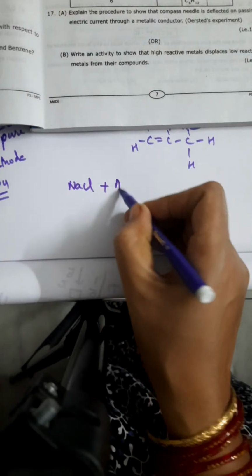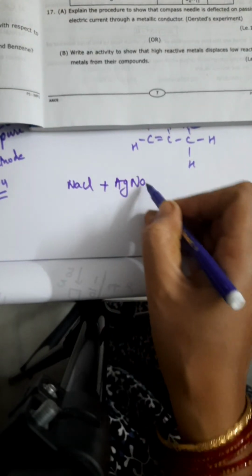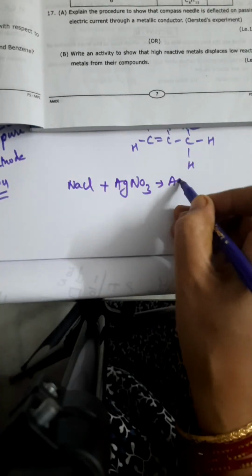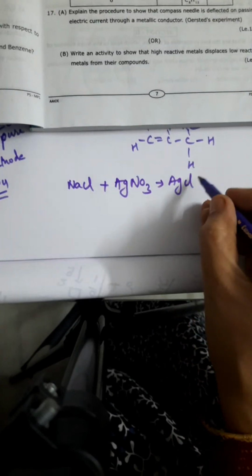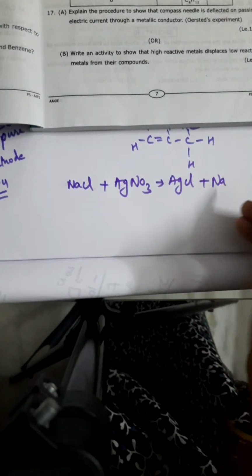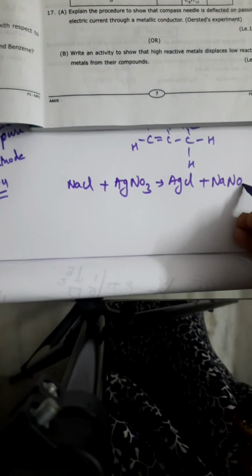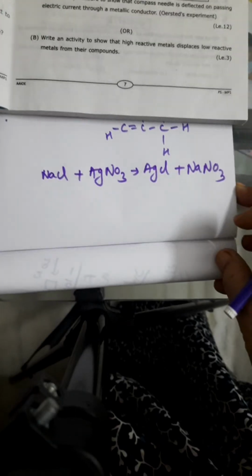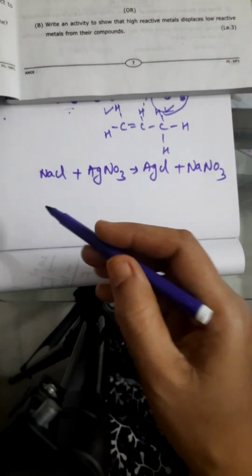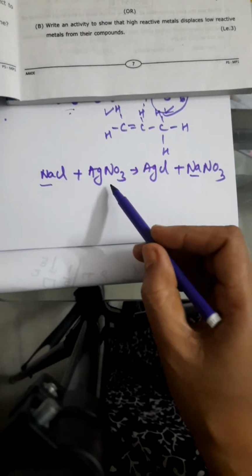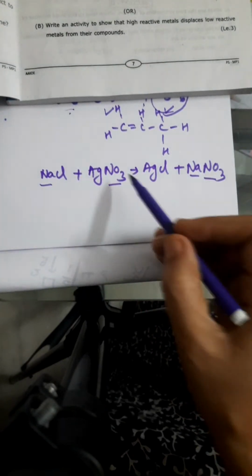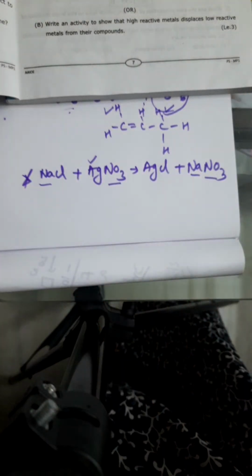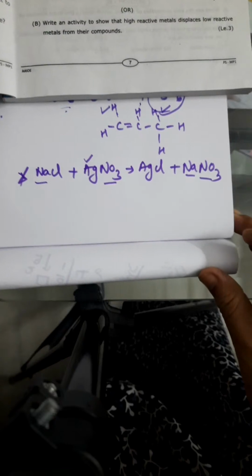NaCl plus AgNO3 will form AgCl plus NaNO3. While balancing, you need to count the numbers. So here Na is 1, here also it's 1, NO3 is 1, that's also 1, Ag and Cl both are 1. So this equation is already balanced. No need to balance it.